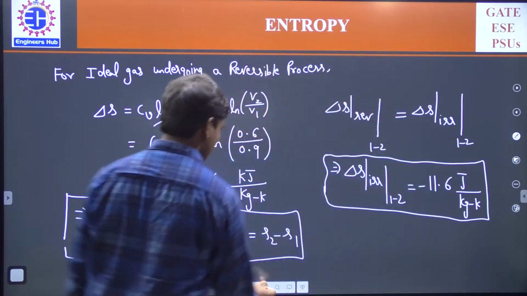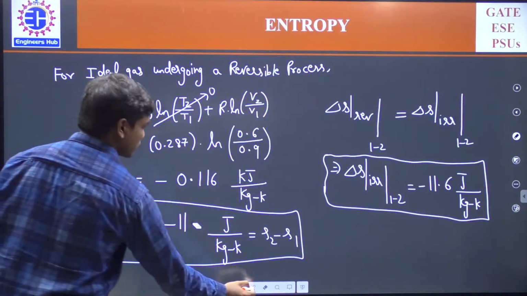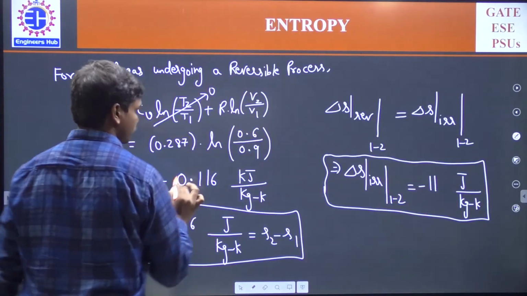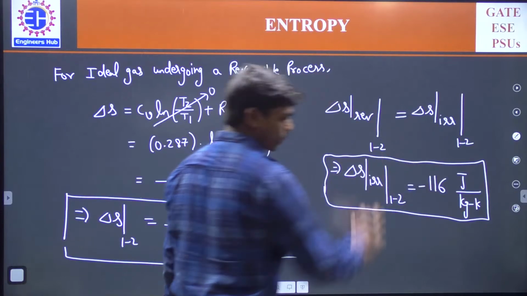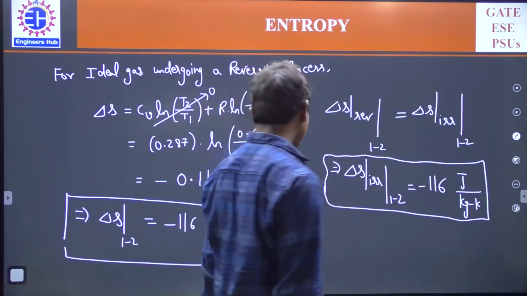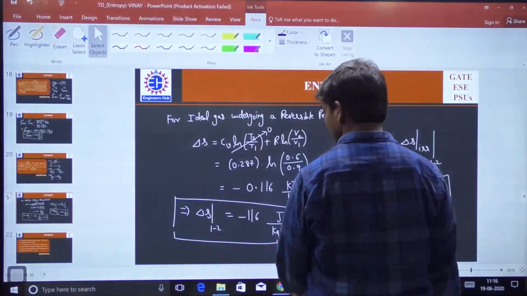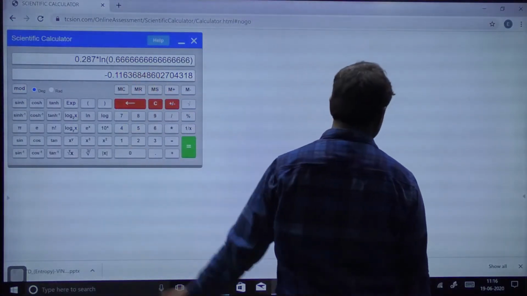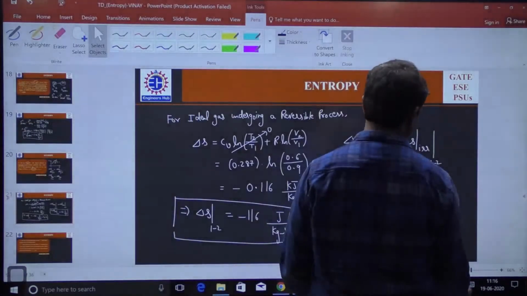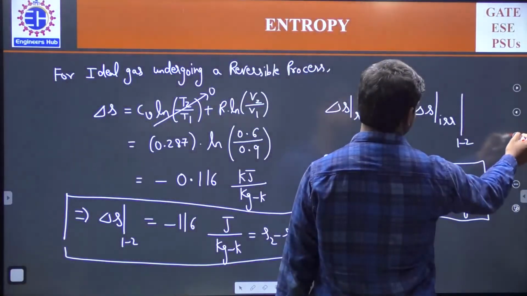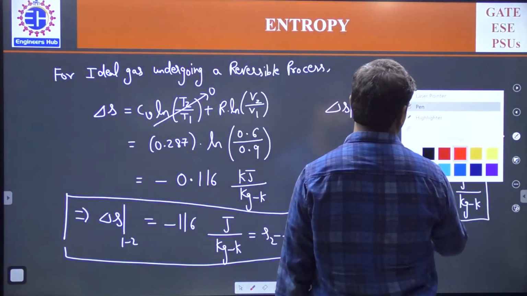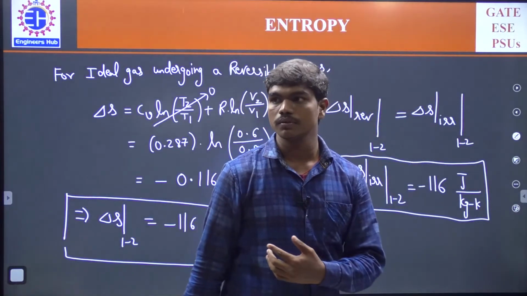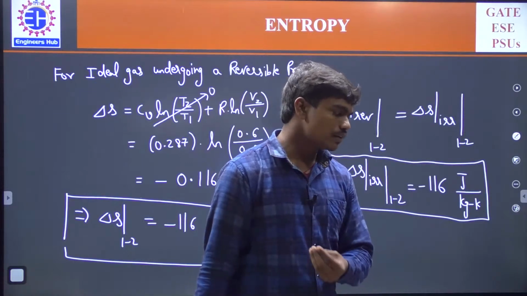Sorry, correct, this is 116. One correction, because minus 116.36 into 1000 will give you minus 116. So correct. Did you all get minus 116 for this? It's a very simple question we can do.